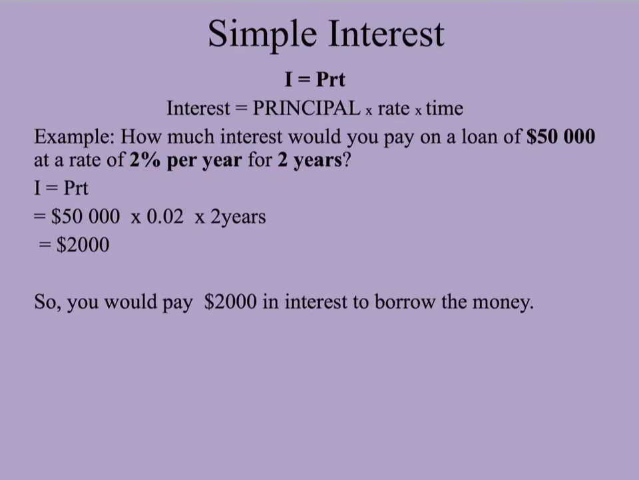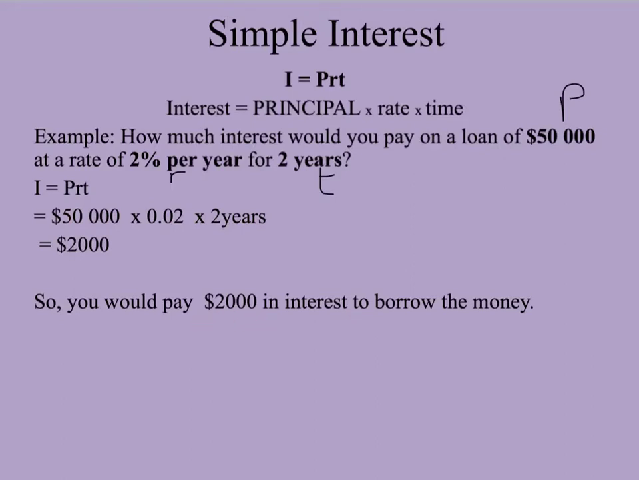So let's put that in our equation. There's our principal, it's the original amount we borrowed, our rate, and our time. So $50,000, there's our percent as a decimal for 2 years. $2,000 is what that all ends up being. So you would pay $2,000 in interest to borrow the money. That's just what you're paying in order to borrow the money.